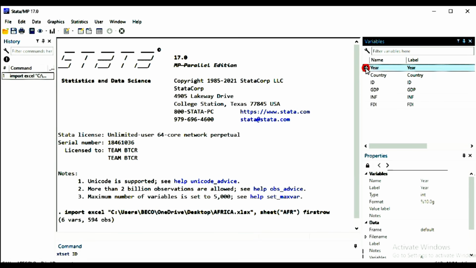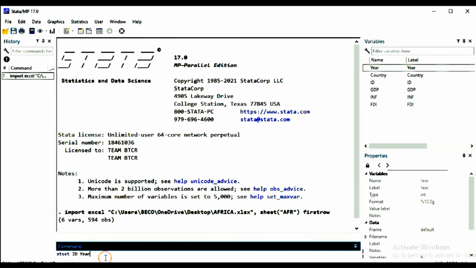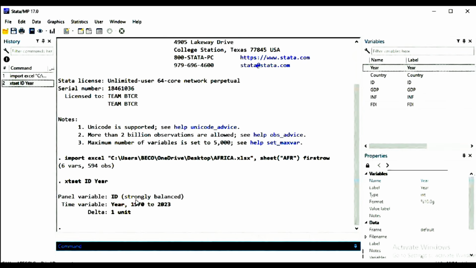This is a time variable. Then enter. We have a strongly balanced panel. That means the time series observation for each of the countries in our sample is equal. That means there is no missing observation for any of the countries in the sample.